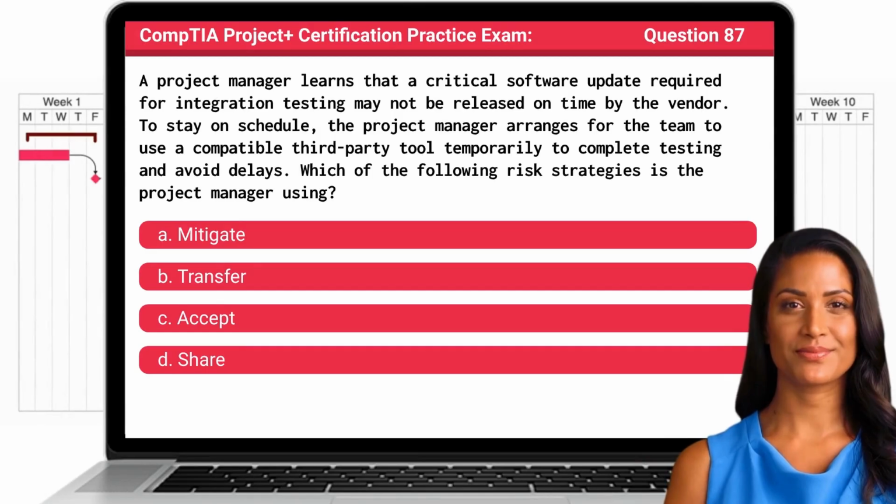Question 87. A project manager learns that a critical software update required for integration testing may not be released on time by the vendor. To stay on schedule, the project manager arranges for the team to use a compatible third-party tool temporarily to complete testing and avoid delays. Which of the following risk strategies is the project manager using?